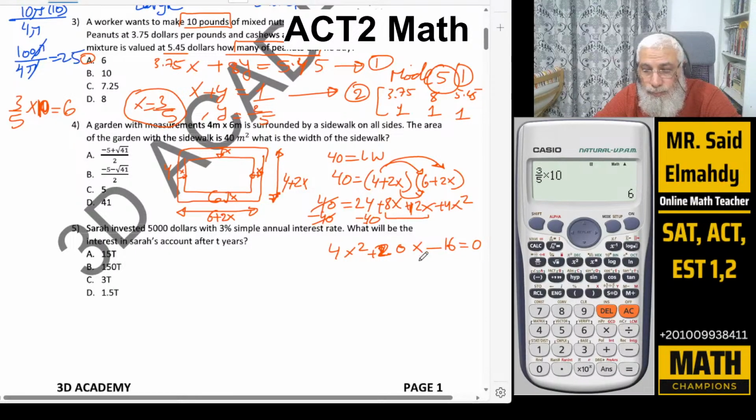We can do mode 5.3 to solve this. So mode 5.3, 4, 20, negative 16. So this is one solution, negative 5 plus 2 root 10.